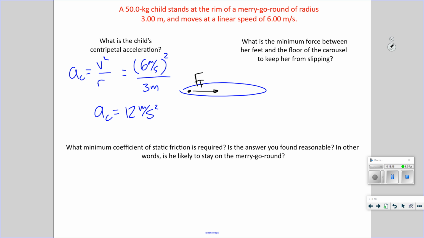It doesn't say the kid's holding onto a pole. It doesn't say there's ropes attached to the kid. It's definitely not the kid's weight that points towards the center of this rotating disc. So when we write our net Fc, we're saying that friction force is the centripetal force, is mac. And we already have ac. The friction force is the kid's mass, 50, times 12. That's 600 newtons.